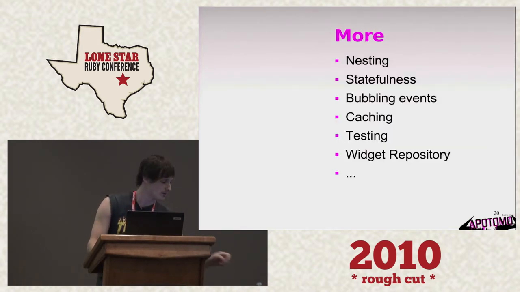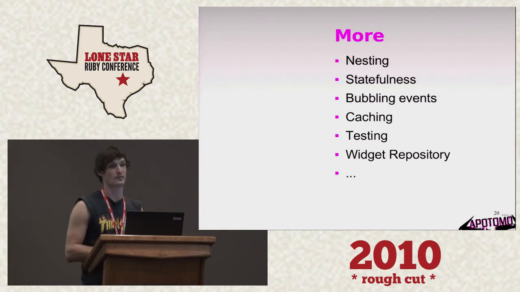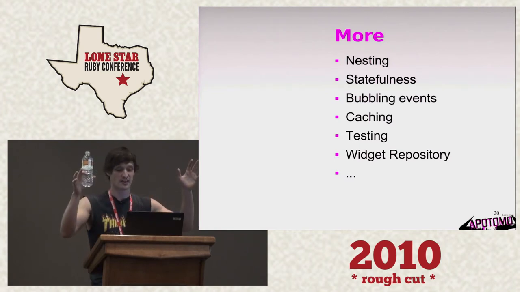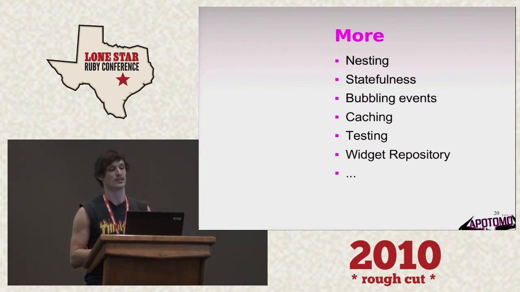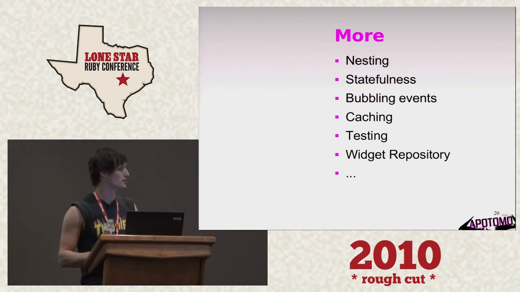So we already learned the basic part about Apotomo. As I said, you can also have complex widgets, nested, like spreadsheets or real desktop applications in your browser. You can have statefulness, which is very handy in some cases. You have bubbling events. That's too complex to show in this talk, sorry. And then we got caching from Cells, and we got testing from Cells.